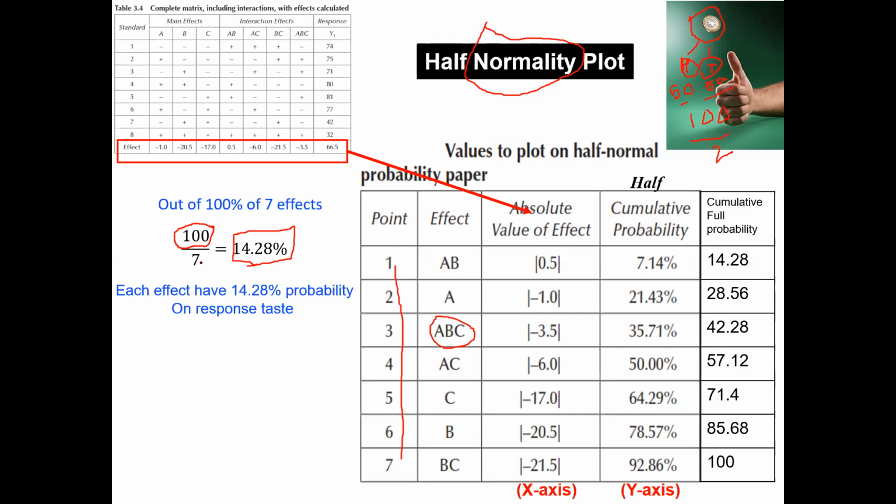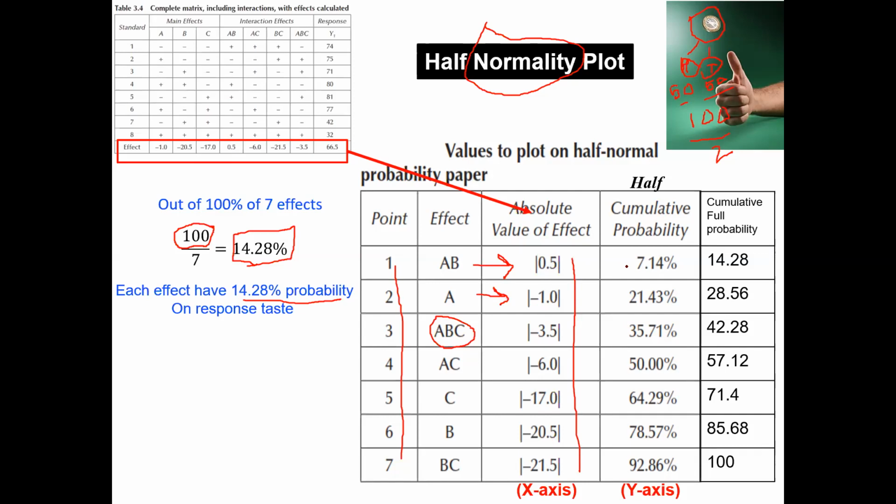Similarly here, 100 divided by 7, since we have 7 factors, so each effect has a 14.28% probability on the response taste. In order to segregate the significant and non-significant factors, you arrange them in ascending order from least value to highest value without bothering about the minus or plus signs. So 0, 0.5, 1, 3.5, 6, 17.0, 20.5, 21.5. These are the overall effects, not any new values. These are the overall effects which you calculated before using the sum of plus and sum of minus formulas.